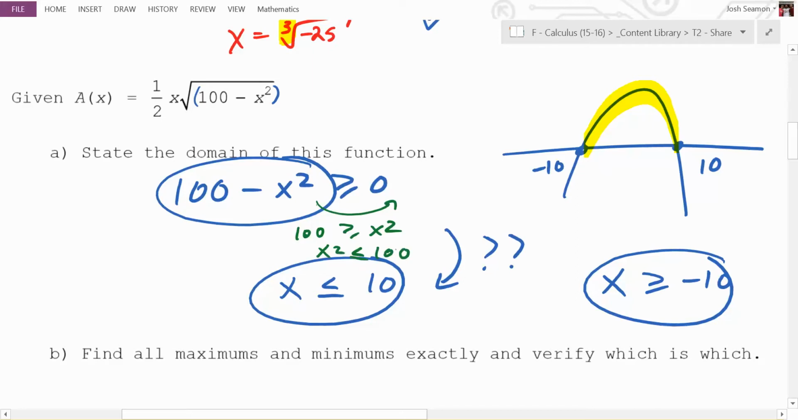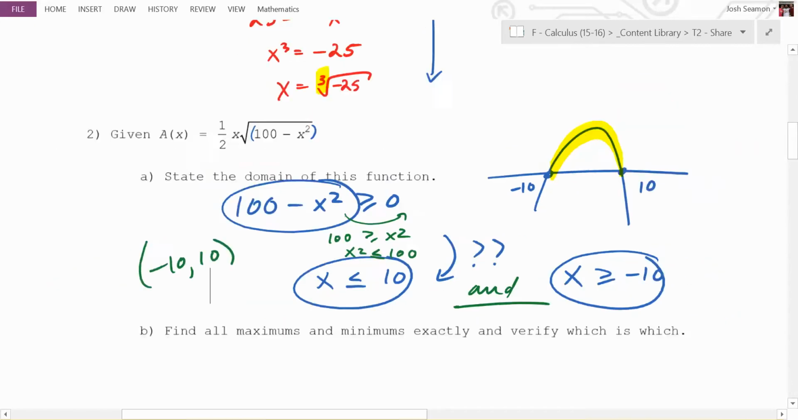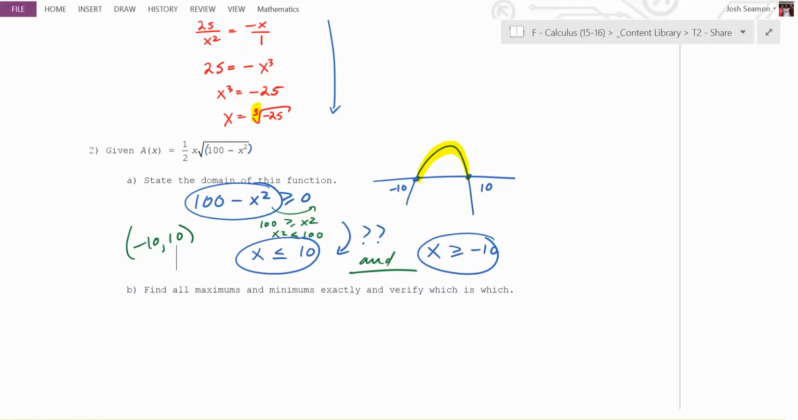So look at the yellow highlighting. Where is that true? That's when x is less than 10 and what? Greater than negative 10. So if you wanted to answer this, you could say negative 10 to 10. And, yes, because it's in between two things. The number has to be greater than negative 10 and less than 10.